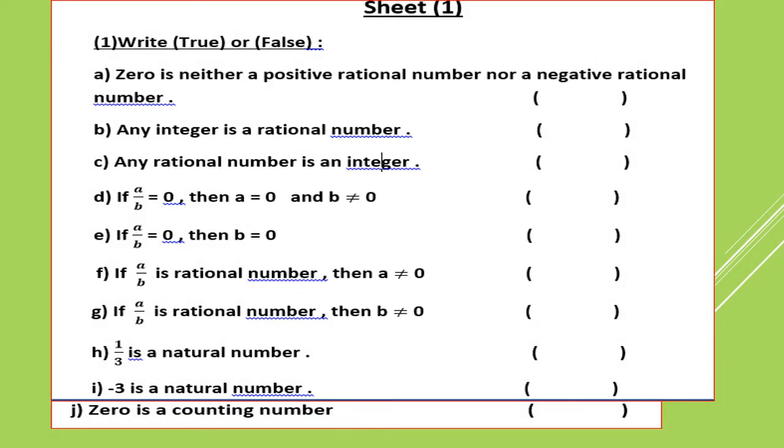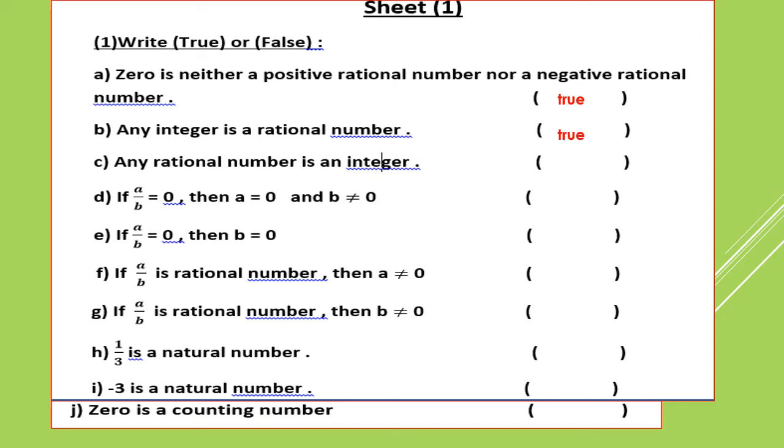From your booklet, let's solve sheet number 1. Write true or false. Letter A, 0 is neither a positive rational number nor a negative rational number. From primary stage, we studied before that 0 is an integer number, neither positive nor negative. It's true. Letter B, any integer is a rational number. Yes, we said that Z is a subset of Q. It will be true.